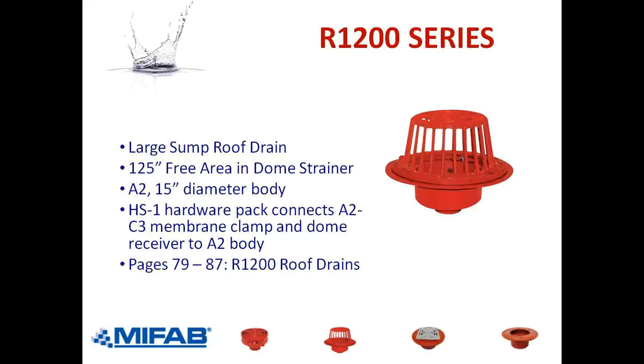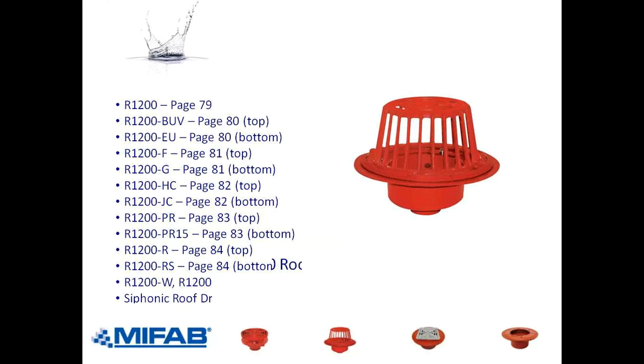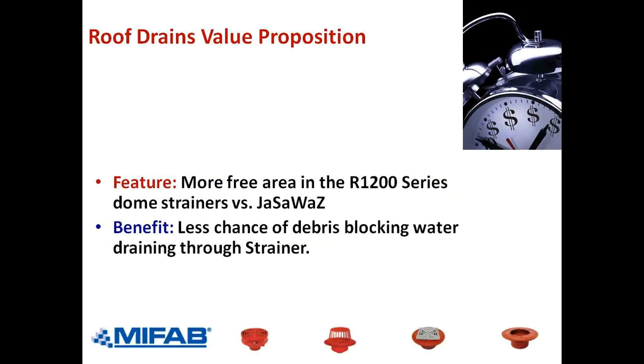The R1200 product in the MPB book starts at page 125 and goes to page 133. So the first feature benefit we have is there's more free area in the dome strainer on the R1200. I'm focusing on the R1200 because it's the most common. Why an engineer would care: less chance of debris blocking water draining into the strainer.